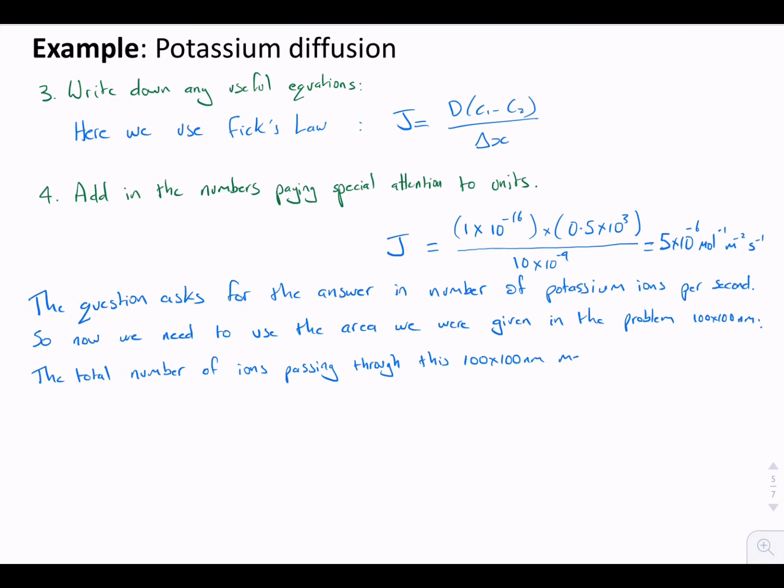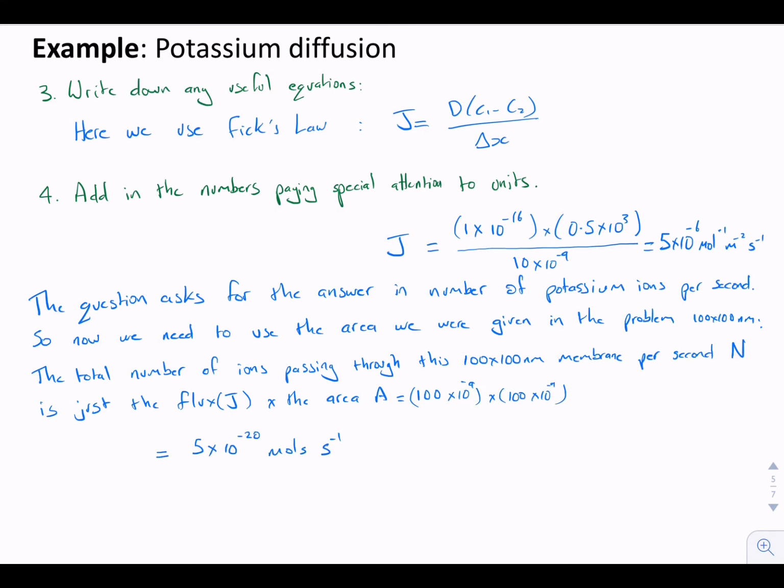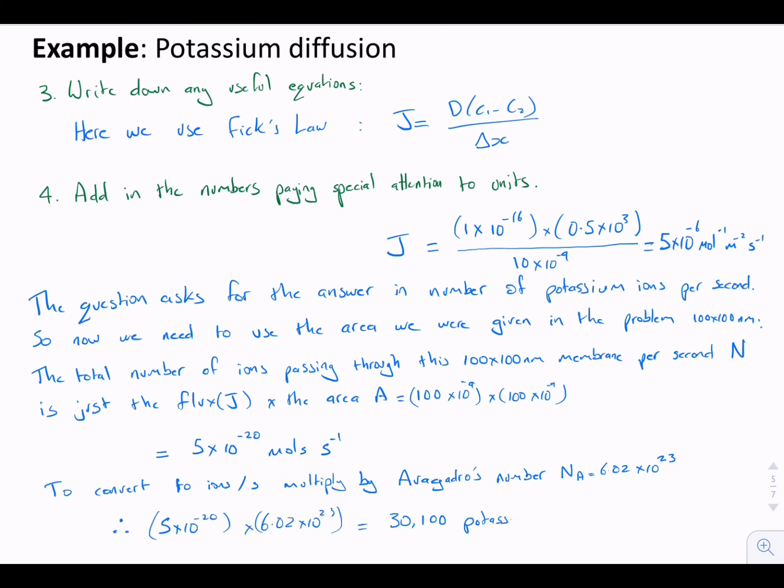The total number passing through this 100 by 100 nanometer membrane per second, N, is just the flux J multiplied by the area A. This multiplies out to be 5 by 10 to the negative 20 moles per second. Finally, we have to convert to ions per second, and we do this, of course, by multiplying by Avogadro's number, Na, which equals 6.02 by 10 to the 23. If we multiply those two numbers out, we get 30,100 potassium ions per second.